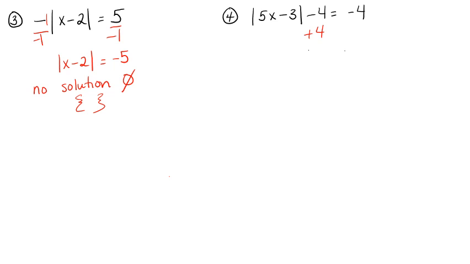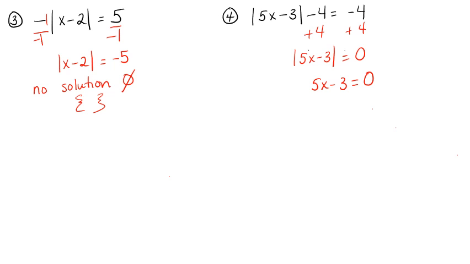Notice the difference between 3 and 4. Number 3 was negative times that absolute value. Here I have a minus 4. So I have a subtraction of 4. So to get rid of it, I add a 4. I get the absolute value of 5x minus 3 equals 0, which an absolute value can be 0. That's perfectly acceptable. But you wouldn't put positive 0 or negative 0 because 0 is just 0. There's only one number that has an absolute value of 0. So I'm only going to have one solution.